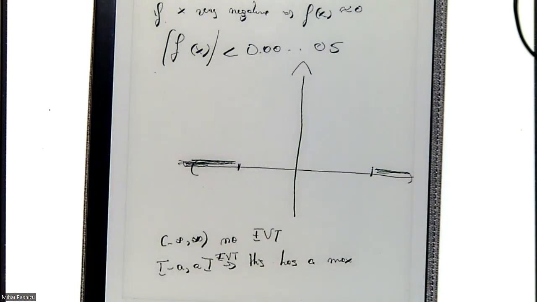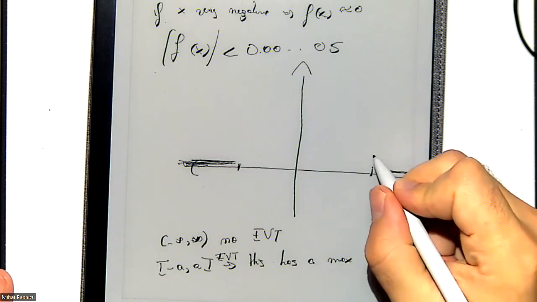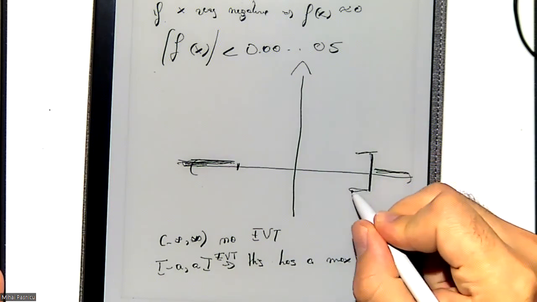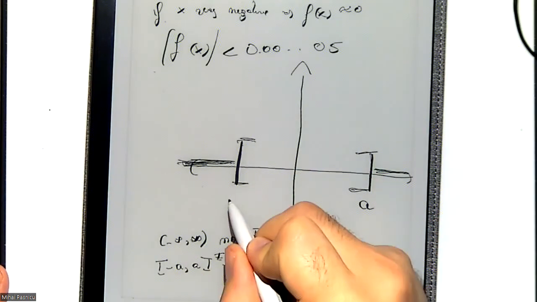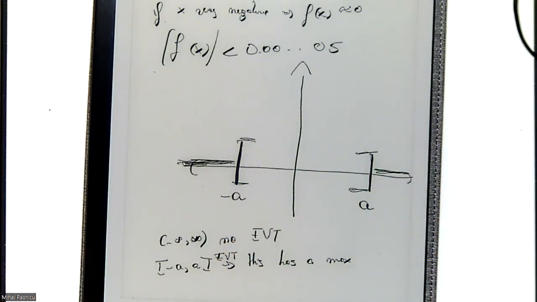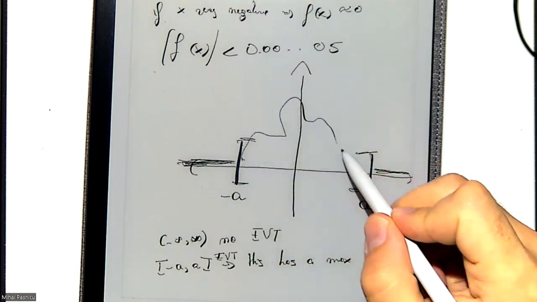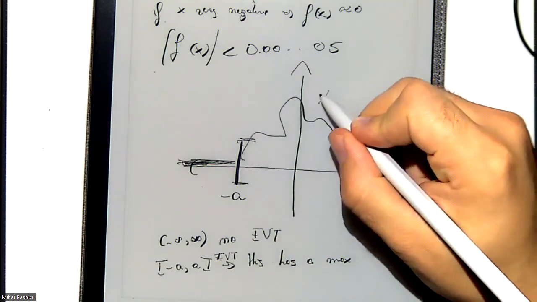Okay, so the whole idea here is that if I just create my interval, this is my a, this is like my minus a. The whole idea on this problem is that if I create this interval, minus a and a, I know that inside here, I have no idea how the function looks like, but I know there is a max.